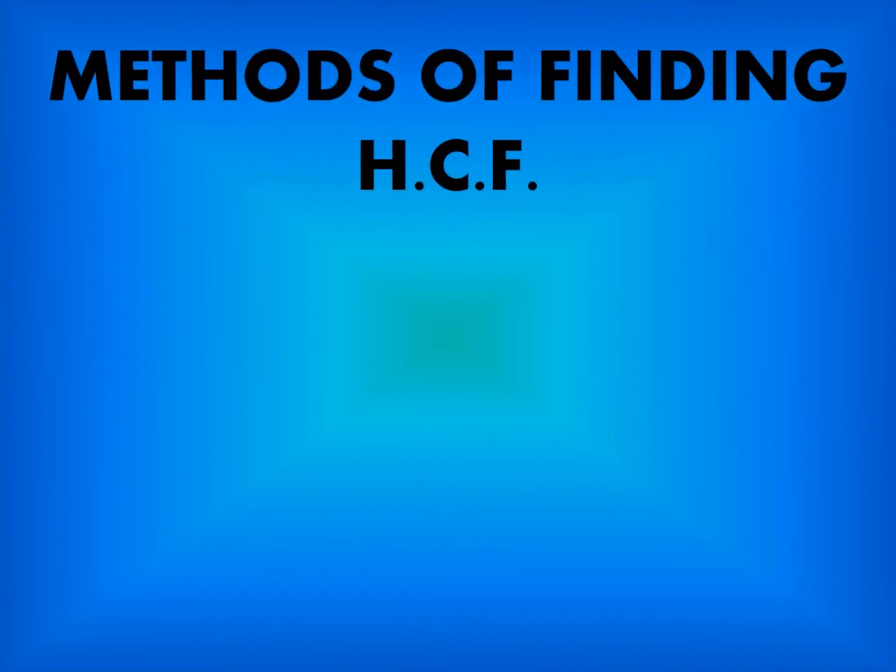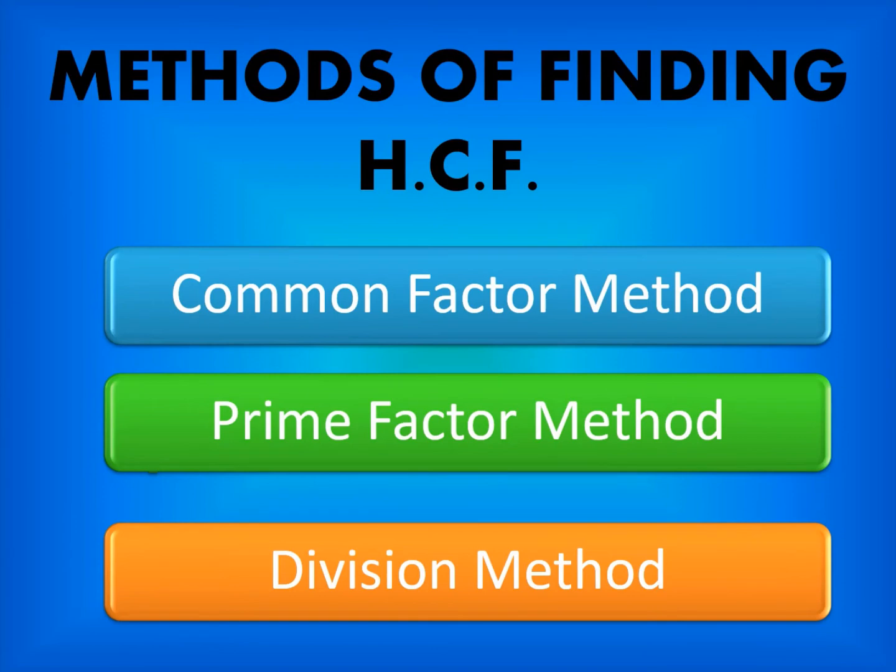Now, there are three main methods of finding HCF given below. The three methods are common factor method, prime factor method and division method.